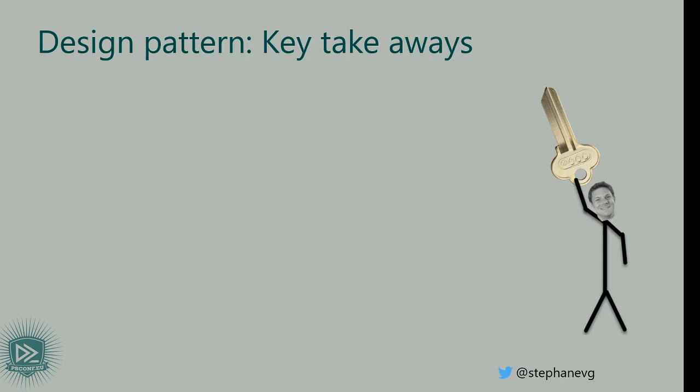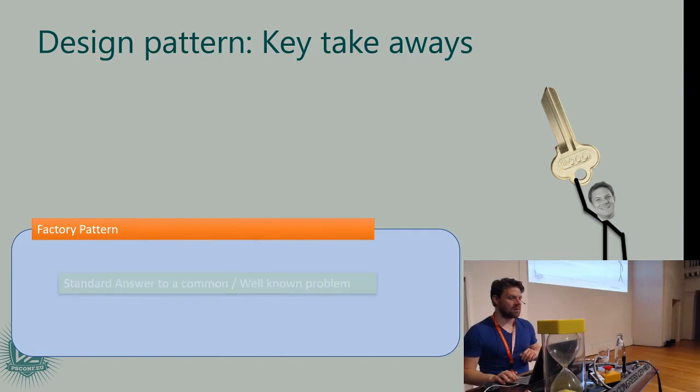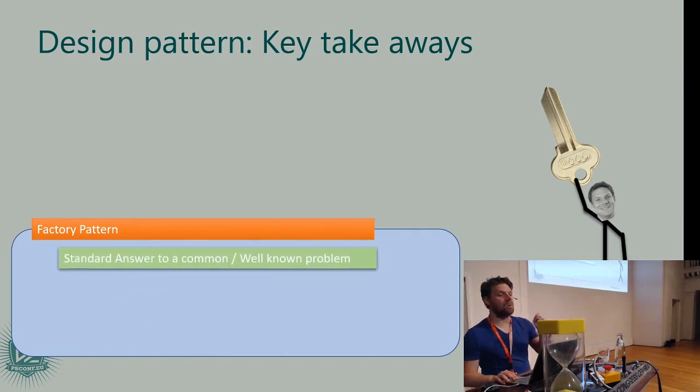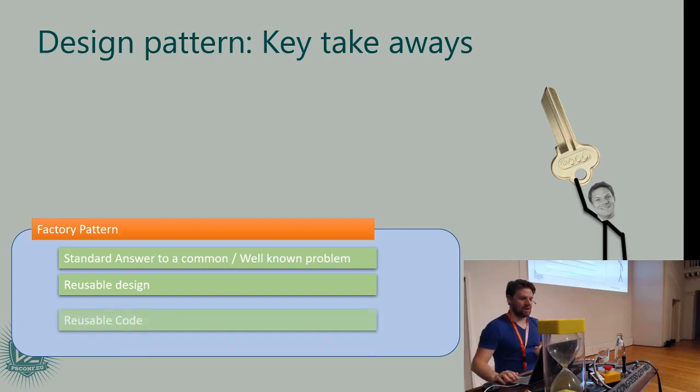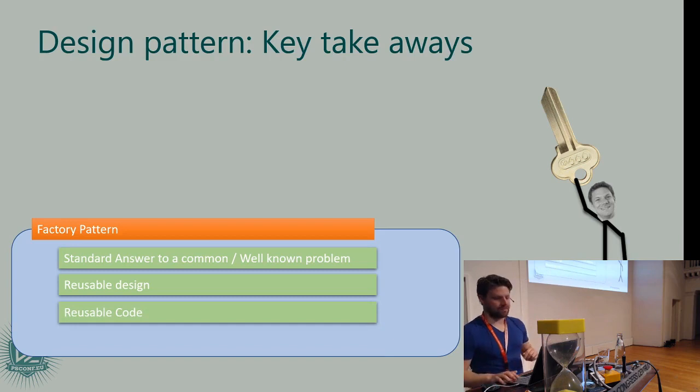And so my key takeaways of design patterns is that the factory pattern is a standard answer to a common well-known problem. It offers you a reusable design. So I have today a factory in here, but actually, which I didn't tell you, I think I have 3 different factories in PSHTML, which really offers me the extensibility of, okay, I want to add the creation of a new type of thing. I simply add a new class. The factory can handle that de facto. And it offers then reusable code.